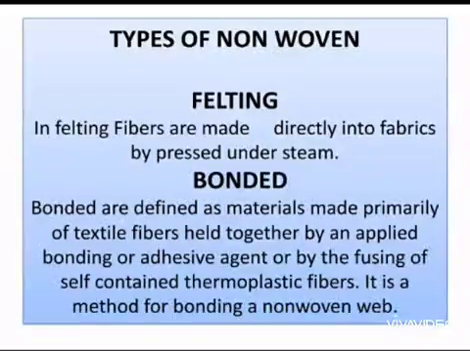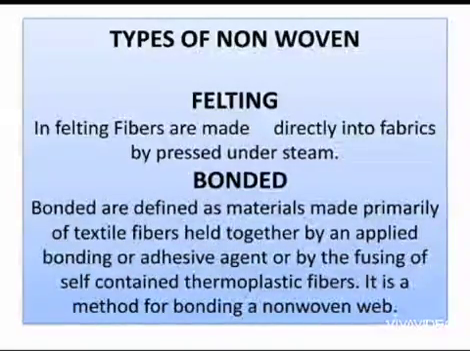Types of non-woven fabric. Felting. In felting, fibers are made directly into fabrics by pressing under steam. Bonded. Bonded fabrics are defined as materials made primarily of textile fibers held together by an applied bonding or adhesive agent, or by the fusing of self-contained thermoplastic fibers. It is a method of bonding a non-woven web.